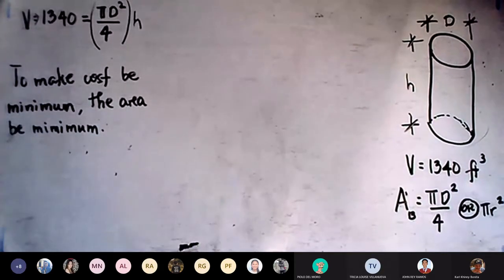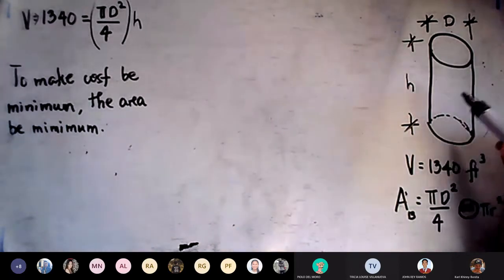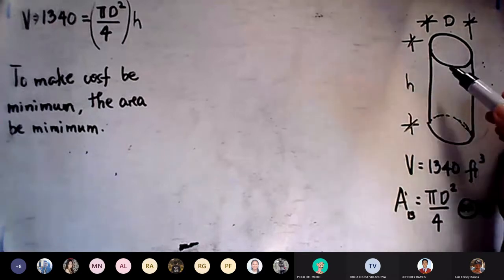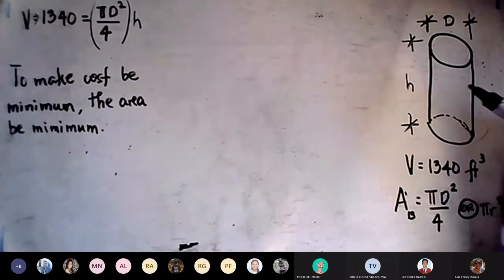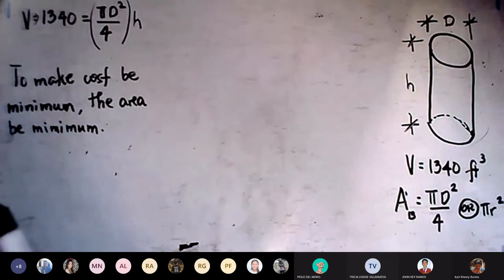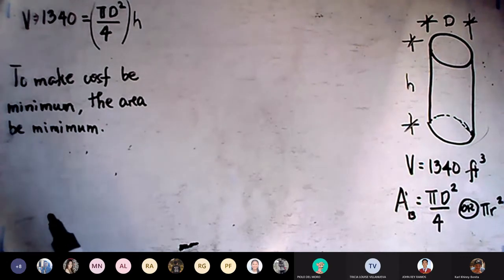Remember, kung gusto natin mapaunti yung cost natin dito, syempre kailangan mas maunti din yung area na gagamitan natin. So what we are going to do is to make the cost set at a minimum by setting the area at the minimum also.